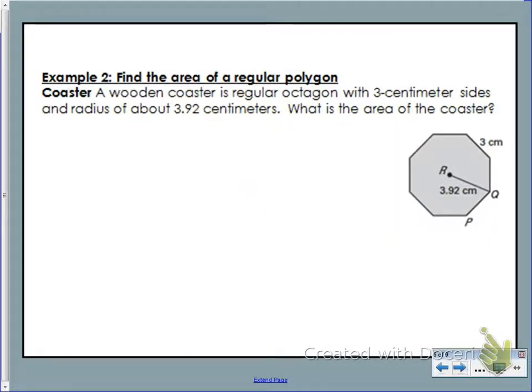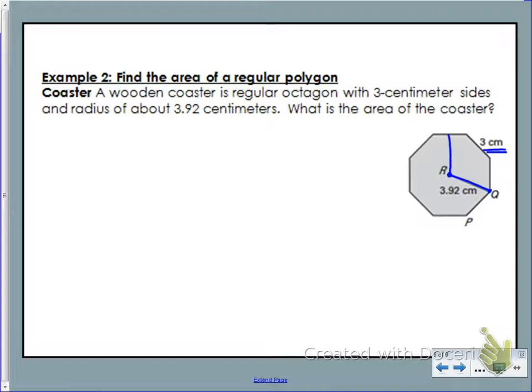Alright, let's look at example 2. Example 2 says find the area of a regular polygon. A wooden coaster is a regular octagon with 3 centimeter length sides and a radius of about 3.92 centimeters. What is the area of the coaster? So since this is a regular octagon, we know all of the side lengths are going to be 3 centimeters. We also know all of the radii will be congruent, and that's 3.92 centimeters. Now they gave us the picture, which was really helpful. The one thing you want to be careful of is the radius.